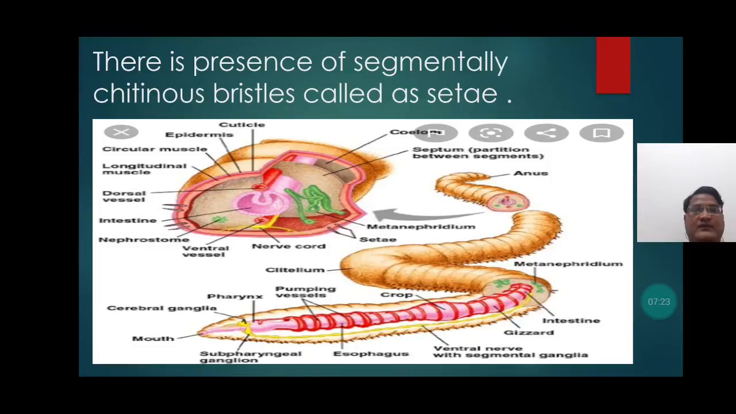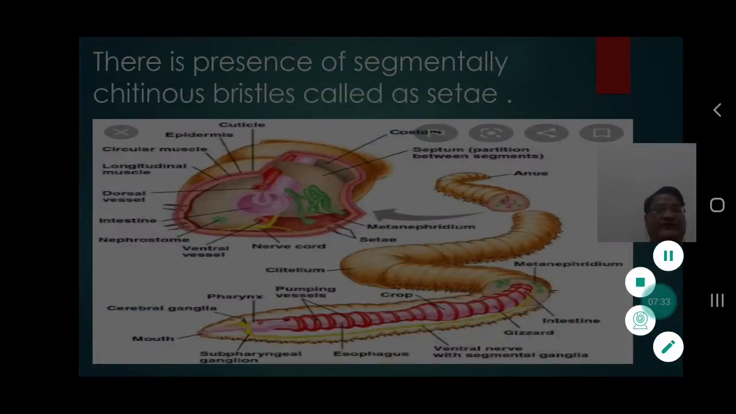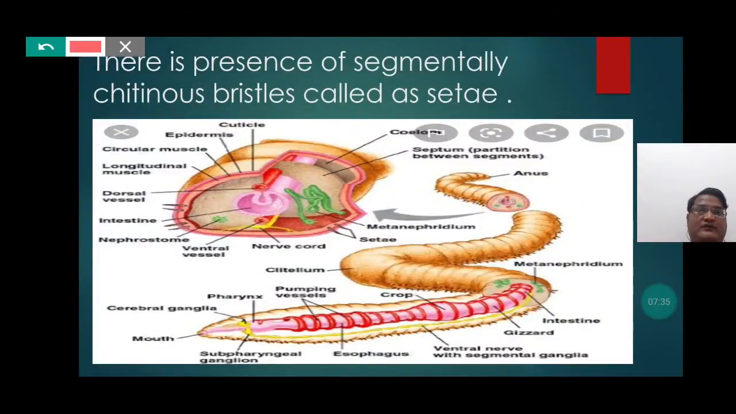There is presence of segmentally arranged chitinous bristles called setae. So students, in some of the species of annelida, there are chitinous bristles present on the segments of the annelida, which we call setae. So students, to understand the concept of seta, we can concentrate on this picture.